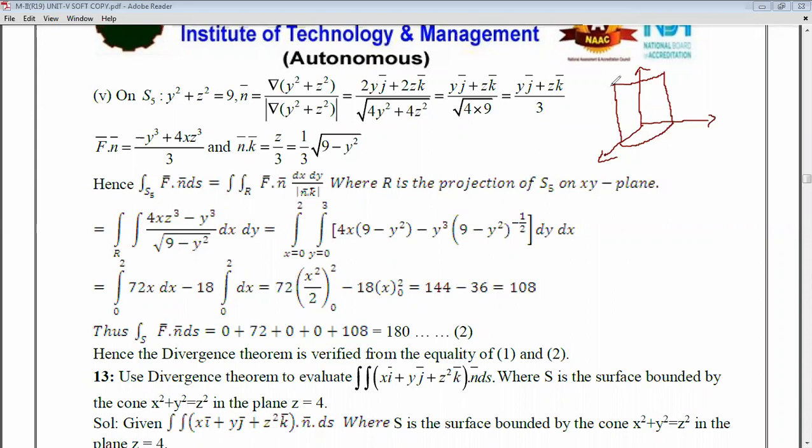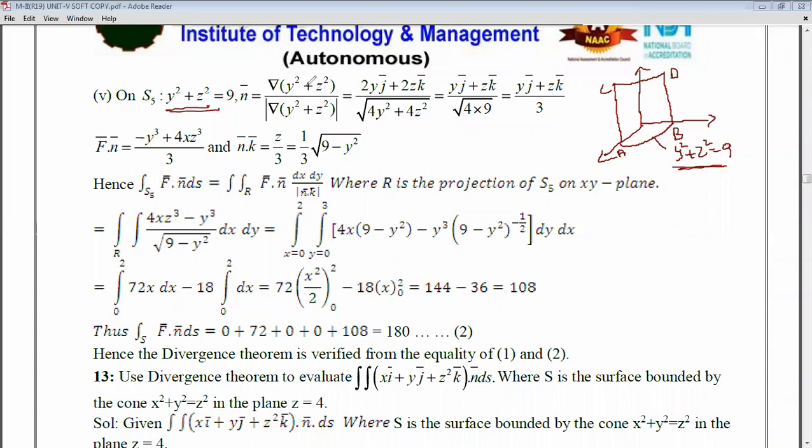And already they gave that this is O, this is A, B, this is C, and this is D. So this is the fifth part, S5. And here it is having y square plus z square is equal to 9. It is the same surface integral problem that we need to do. So we just take this as a surface. First we calculate n bar, the outward unit normal vector, as del of y square plus z square by modulus of del of y square plus z square.